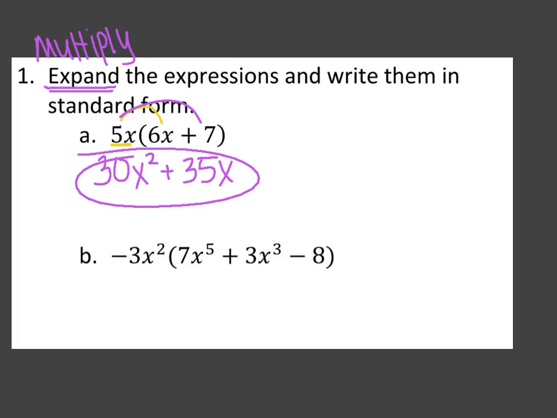Let's look at problem B. On the outside, I have negative 3x to the power 2. And I need to multiply it to everything on the inside. So negative 3 times 7 gives me negative 21. I have an x squared on the outside and an x to the power 5 on the inside. So if I have 2 x's plus 5 more x's, that will give me x to the power 7. Then negative 3 times 3 would give me negative 9. And again, if I have 2 x's out here and 3 right here, that would give me 5 total.